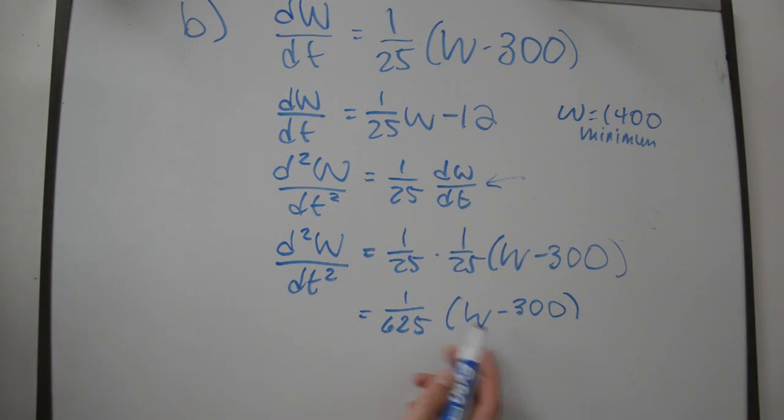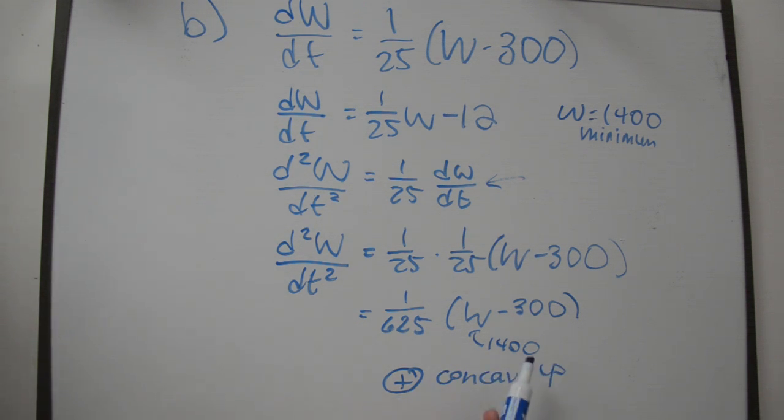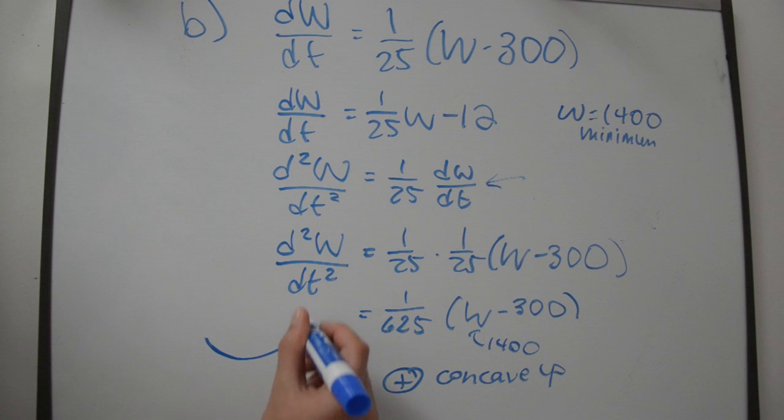If you plug 1400 into this function, you get a positive number. And so that would mean that it is concave up. And any number after that, since we are only increasing, and it is only subtracting 300 every time, will be concave up. So the whole function is concave up like this.